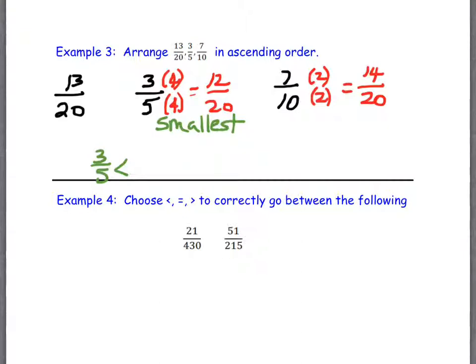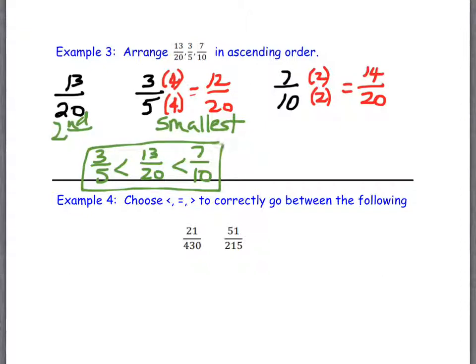What's the next largest? The 13/20ths, which is how it was given, so we'll write 13/20ths next. And then the last one is the largest, and that one should be written as 7/10. You could write those with the less than signs like I did, or you could just put commas between them because the directions just said put them in ascending order, so you didn't have to have the less than signs to show the ordering.